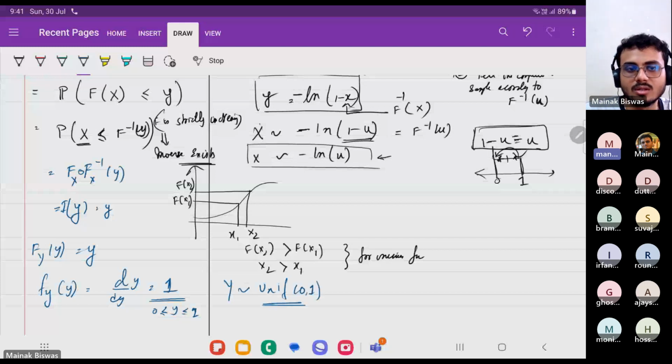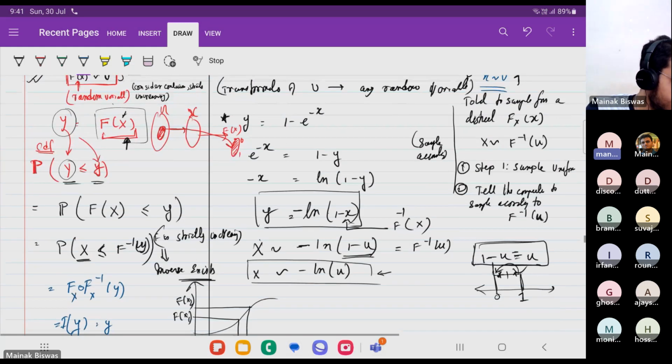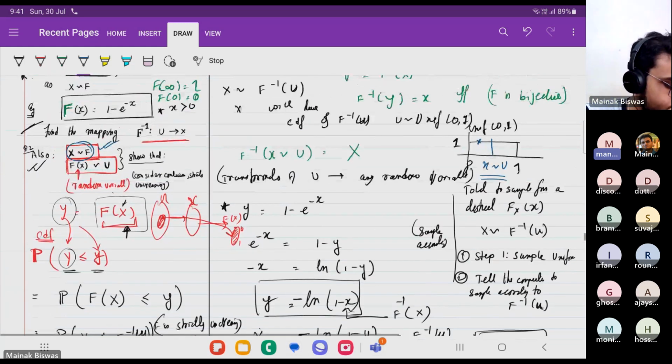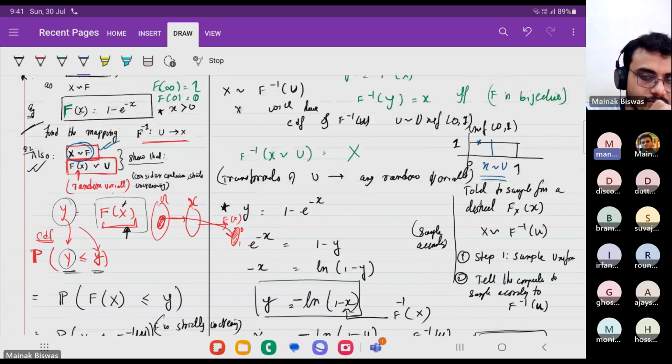Sir, but what does F inverse of u represent? Like, what are we doing? We know the CDF of a random variable x, and we are trying to transform that into a uniform variable, right? Correct. Or we are trying to do the other way around. You know the distribution of a random variable F, and you want to sample from it using the uniform distribution.